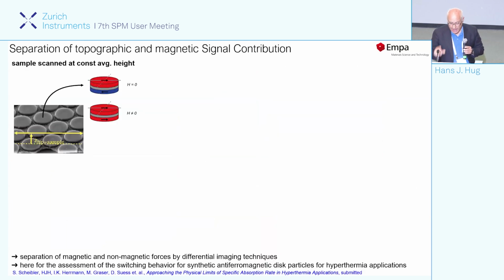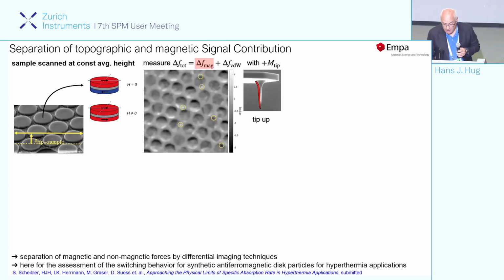Now here I show you the separation of topographic and magnetic signals. So if you scan at constant average height, you of course have a variation of the local van der Waals force, and it also shows up in the image. So the so-called magnetic image that we record looks like this. And what is topography and what is magnetism here?